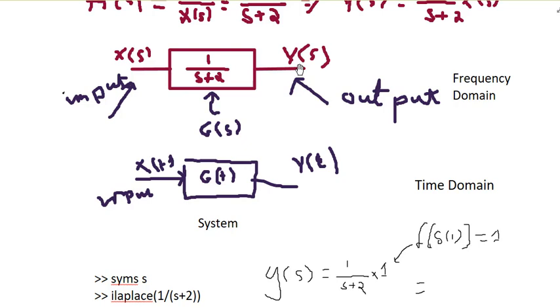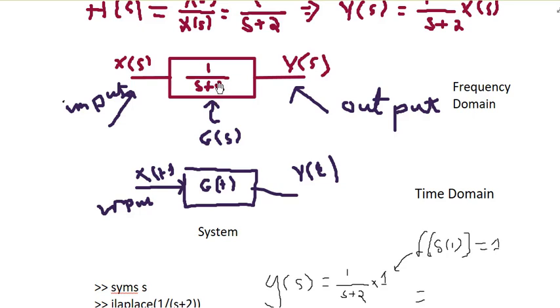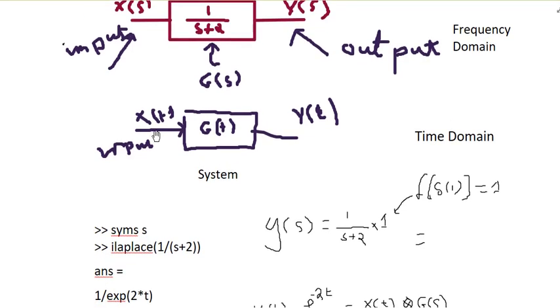So to get Y(s), we simply multiply X(s) times 1 over s plus 2, or this one here. On the other hand, y(t) equal x(t) convolution with g(t), or vice versa, g(t) convolution with x(t), which is y(t). Here y(t) is the output, here x(t) is the input, and g(t) is the system.